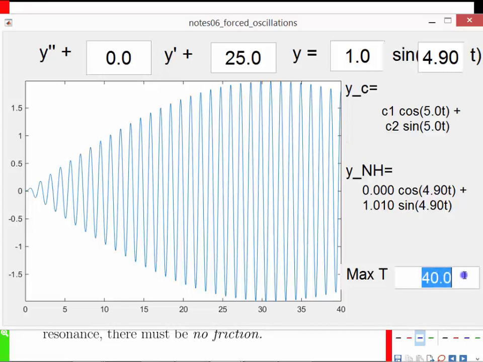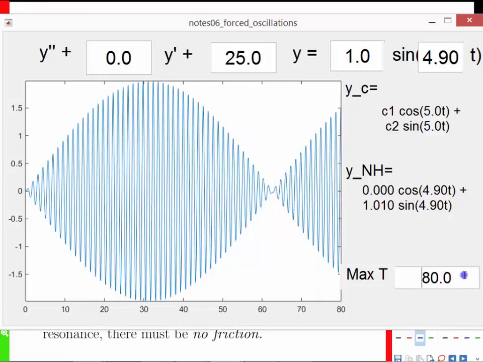In fact, we can go on a bit further here, and we would see these kinds of oscillations. What I've done is extended the time frame so we can see more in the graph, but you get this phenomenon called beats, where the mass oscillates more and more and more, and then less and less and less, and then more and more again.